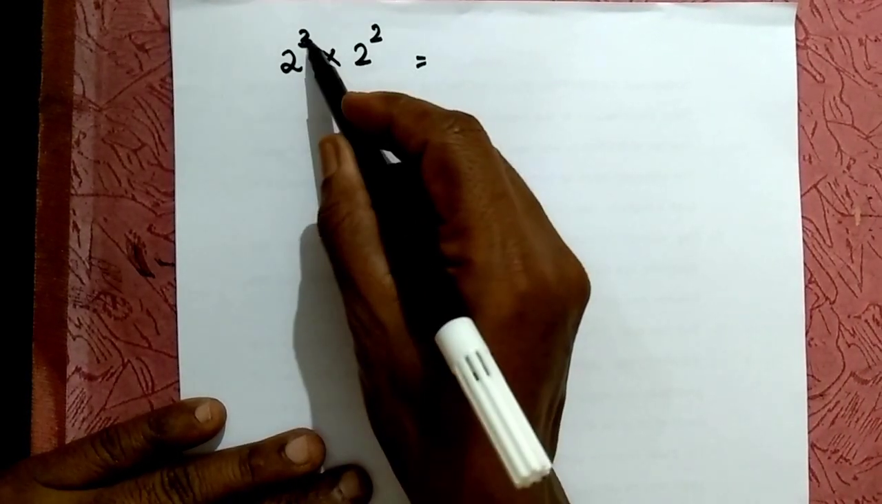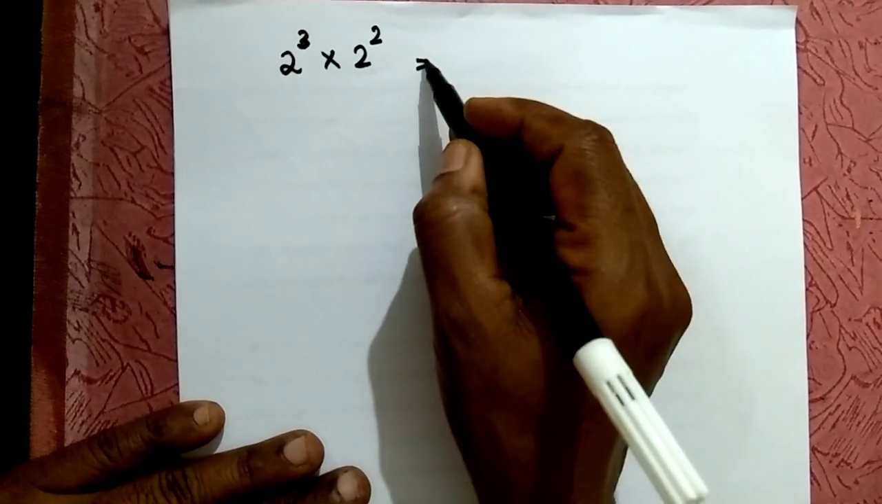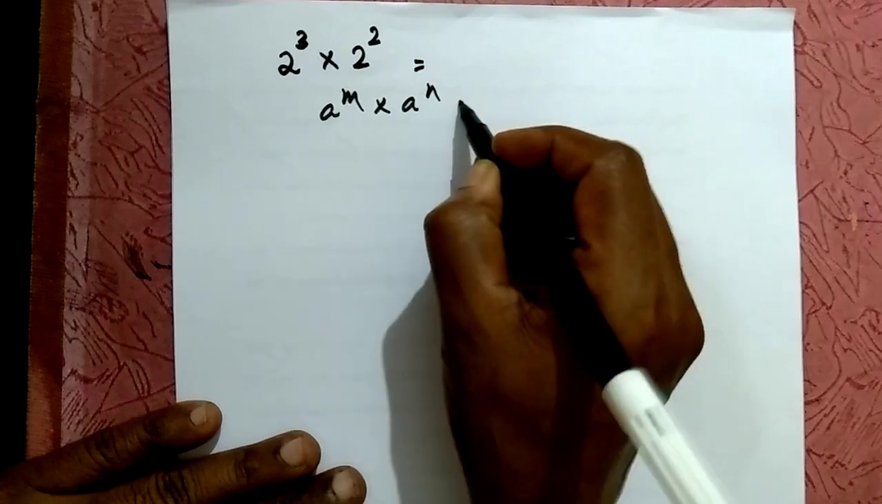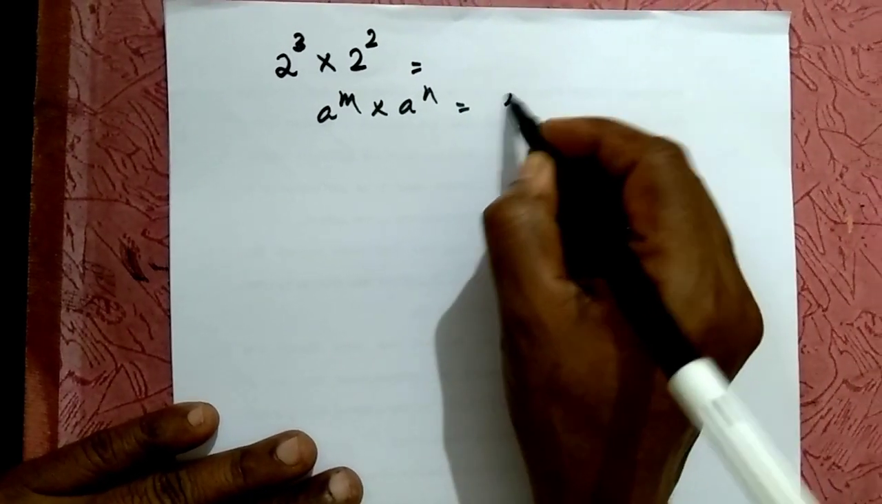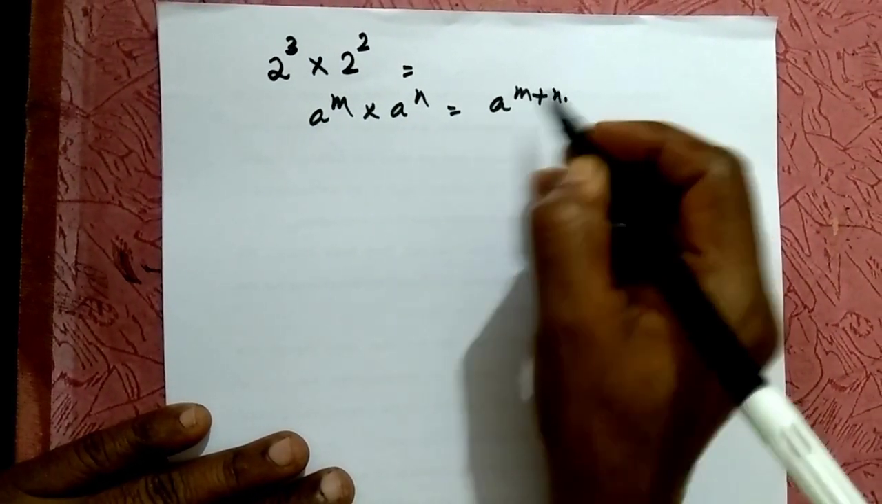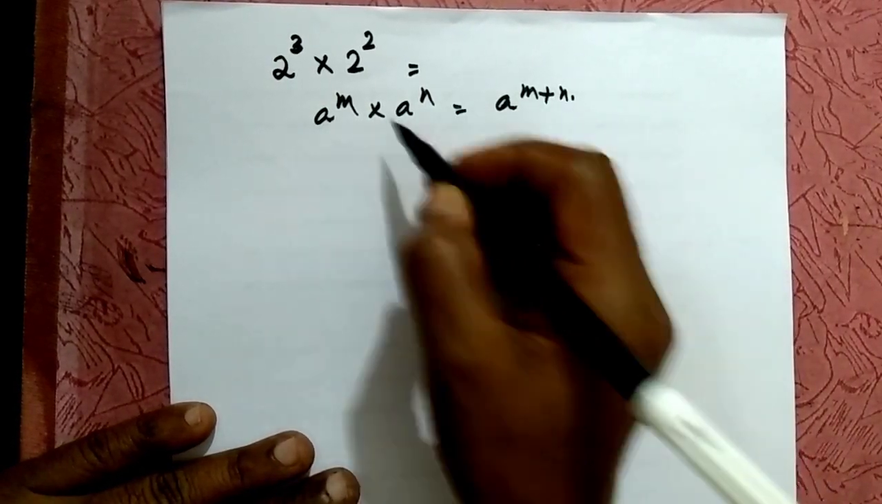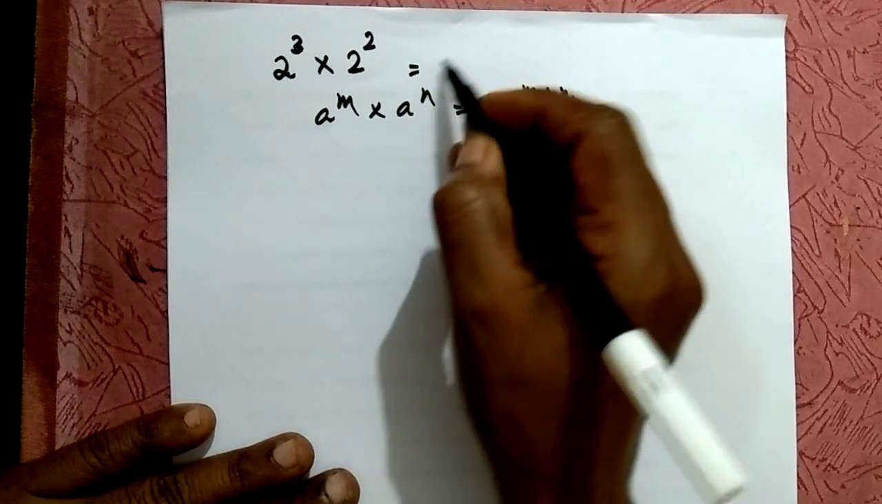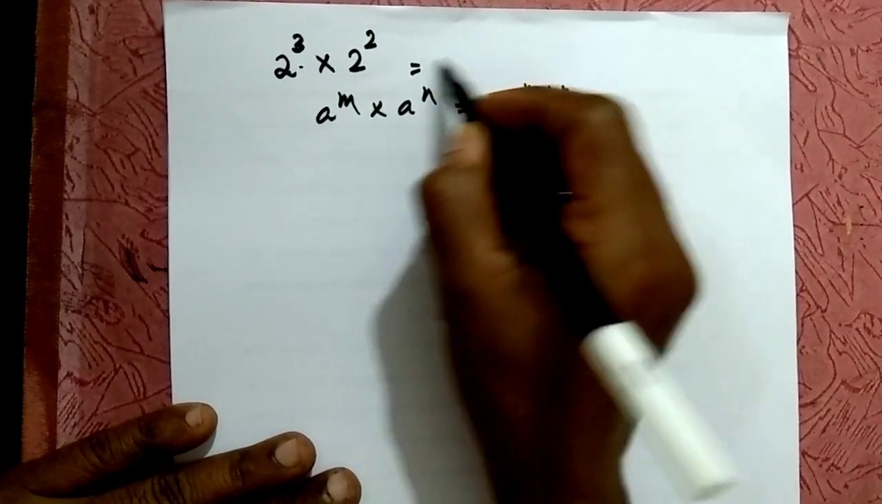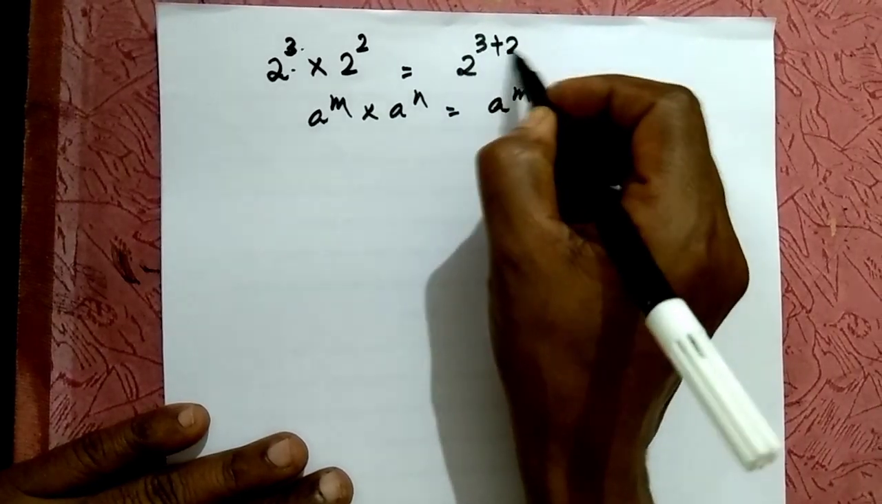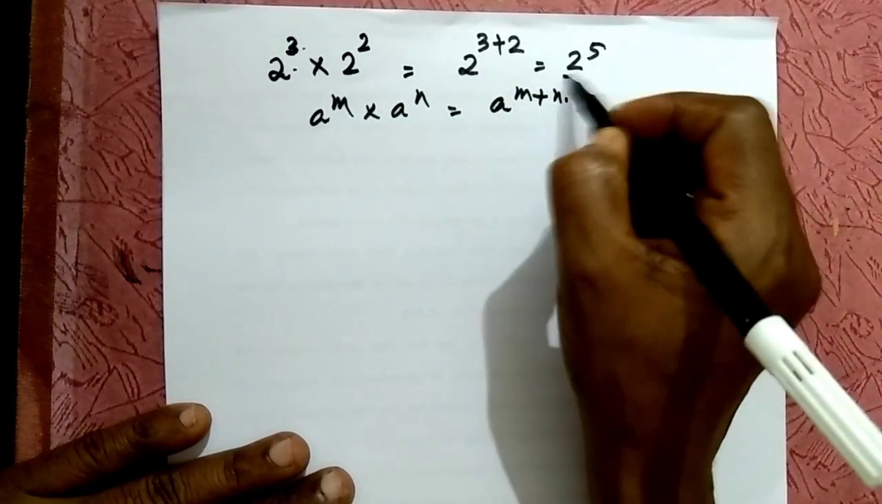It is a raised to m into a raised to n form. We have learned that a raised to m into a raised to n is equal to a raised to m plus n. That is same base, and the powers are to be added. So in this case, 2 is the base, the powers are to be added. So 3 plus 2, 2 raised to 5 is the answer.